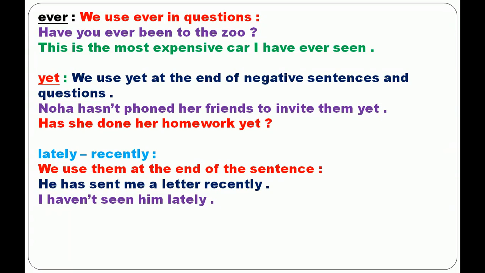Yet, we use yet at the end of negative sentences and questions. For example, Noha hasn't phoned her friends to invite them yet. This is a negative sentence. We can use yet at the end of the question too. For example, has she done her homework yet?